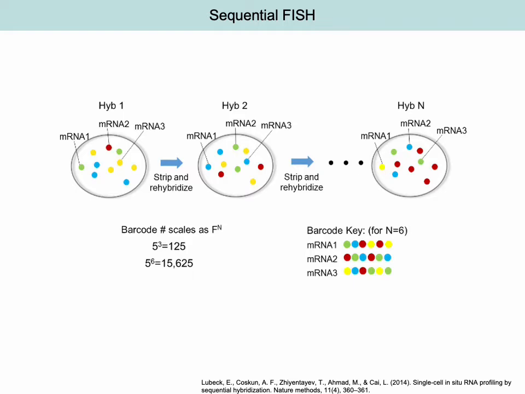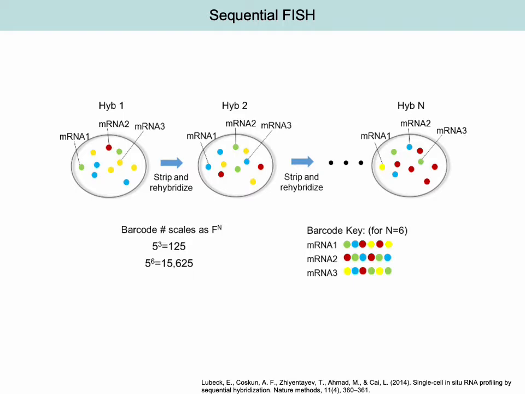This method has been developed by Dr. Long Cai's group at Caltech for the last decade. Dr. Cai is a student of the pioneer in the field, Dr. Shi at Harvard. The idea is that you can target, in this case, just the messenger RNA. We can imagine this messenger RNA could be replaced with all kinds of other molecules.